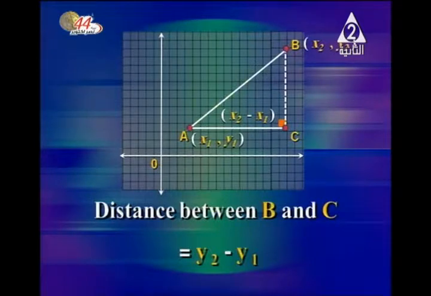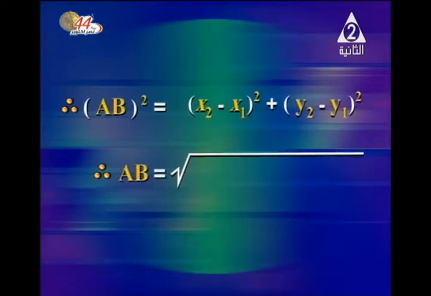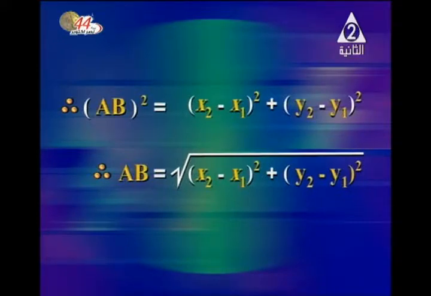Can you find the distance from A to B? Yes, by using the Pythagorean theorem. So, AB squared equals (x2 minus x1) squared plus (y2 minus y1) squared. Then to find AB, you are going to take the square root of both sides. So you are going to obtain AB equals the square root of (x2 minus x1) squared plus (y2 minus y1) squared. And this is going to be our rule.